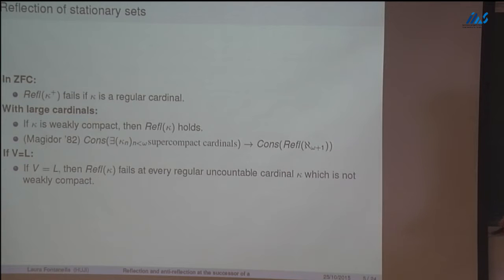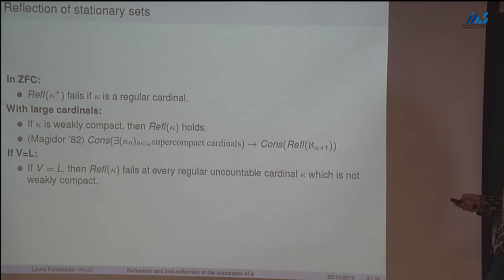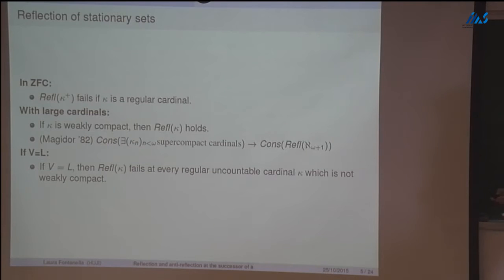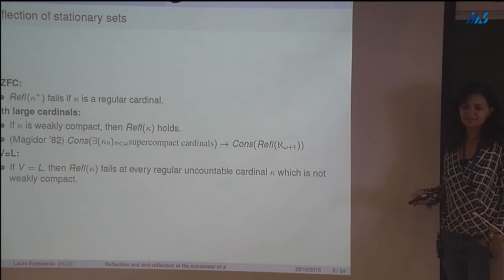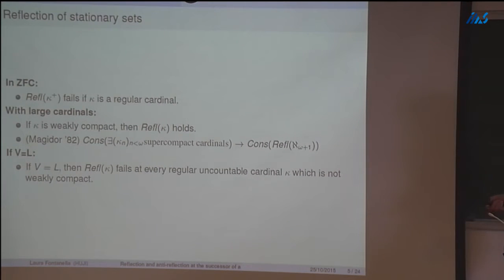Now, for the reflection of stationary sets, this is the picture. In ZFC, you can prove that successors of regular cardinals do not have the reflection of stationary sets. So as I promised you, in ZFC you have both reflection and anti-reflection properties holding. But for the other cardinals, it depends.